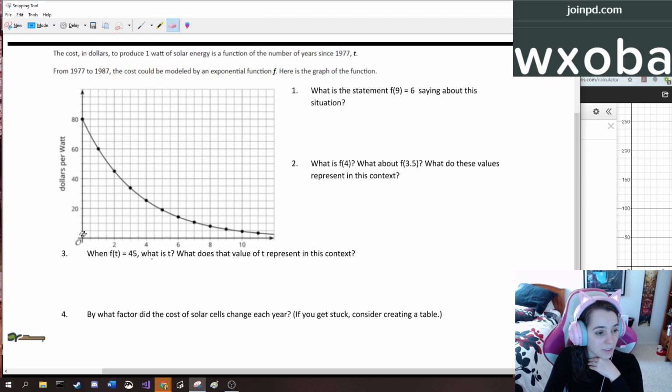So from 1977, which is 0, to 1987, which is here at the 10 mark, 10 years later, it could be modeled by an exponential function f. Okay, and here once again, as I said briefly in the last lesson, we're going to start seeing a lot of functions represented as f. So even though our output is dollars, even though that's our vertical axis, instead of saying dollars using a d variable, a lot of times they're going to be using f. This is one of the most common notations to represent a function.